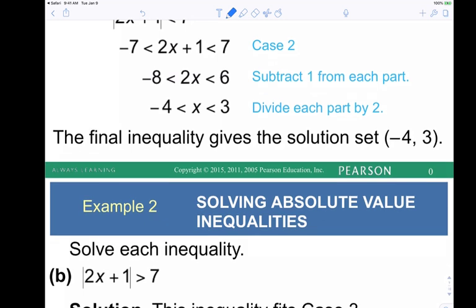First, you just kind of rewrite it. So we're going to say 2x plus 1 is strictly greater than 7. We need to do OR, and then we do flip. So we're going to say 2x plus 1 is less than negative 7. So this is how I do that. I just rewrite it, then I do my OR, then I do my KFC. Keep, flip, change. Does that make sense? Okay.